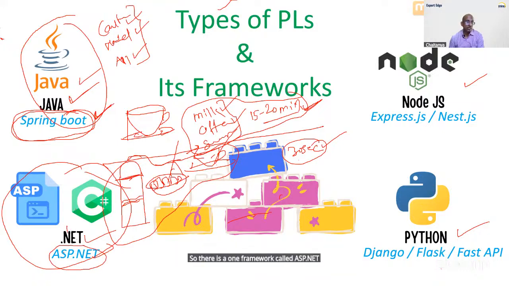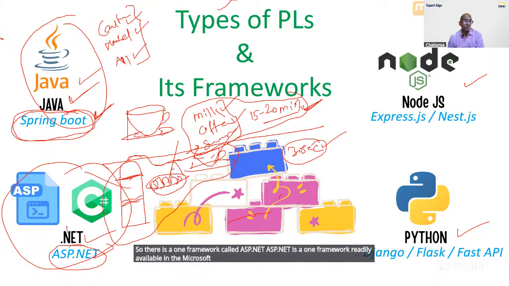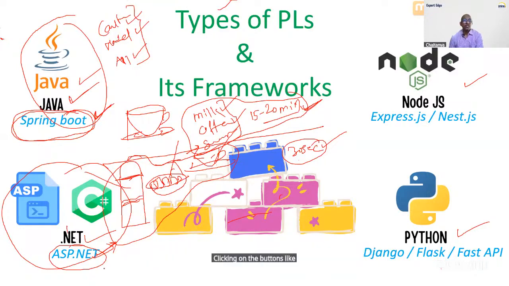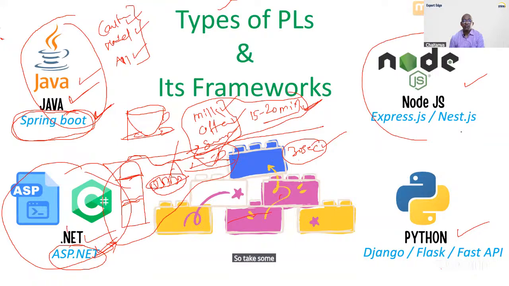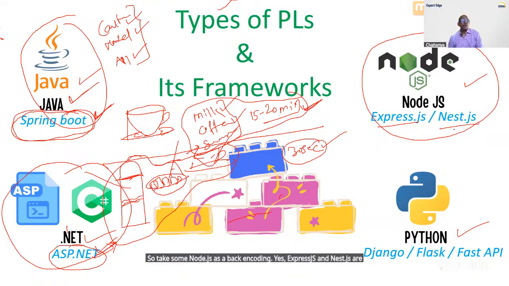ASP.NET is a framework readily available from Microsoft, which serves the same purpose. All the website development components are readily available here, like how we receive the request, understand the request, prepare the responses, and API code, everything is readily available here. If you take Node.js as backend coding, yes, Express.js and Nest.js are readily available. These frameworks have all the components readily available, you just use them.